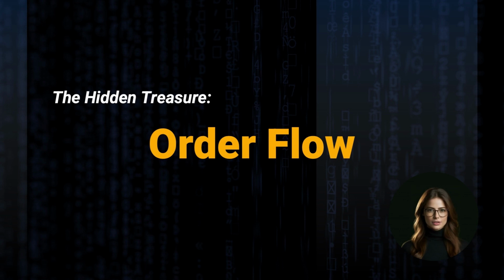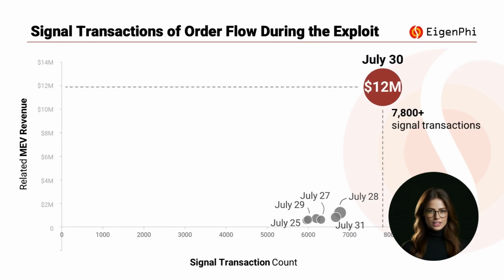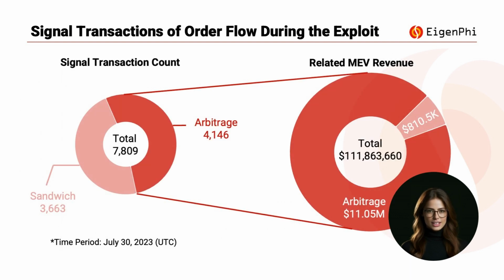Walking through the battlefield, we discovered the key to these MEV activities: the order flow, a hidden treasure some had long overlooked. We examined the order flow that occurred during the Vyper exploit and found that the number of single transactions within these order flows surpassed 7,800, while the related MEV revenue extracted from these flows reached nearly $12 million. Specifically, in these single transactions, arbitrages extracted more than half. The resulting arbitrage revenue reached $111 million.